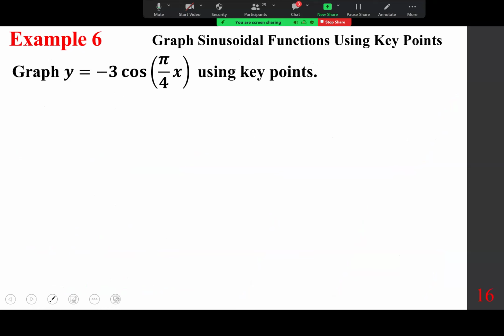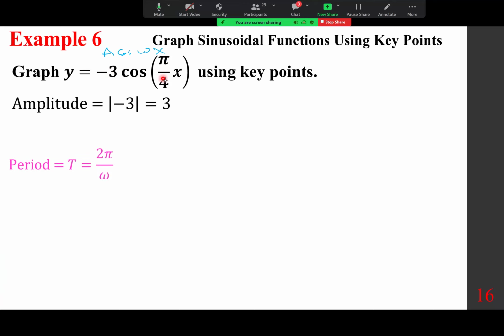Okay, let's continue with that thought. Let's see what we need to do here. And again, we are dealing with cosine, and let's write a cosine omega x. So the amplitude is the absolute value of -3, or +3. T is 2 pi over omega. That means 2 pi over pi over 4, which means 8. 2 pi divided by pi over 4 is 8.